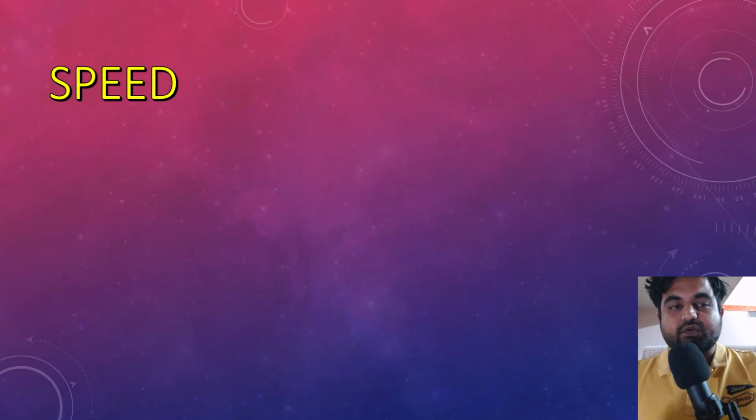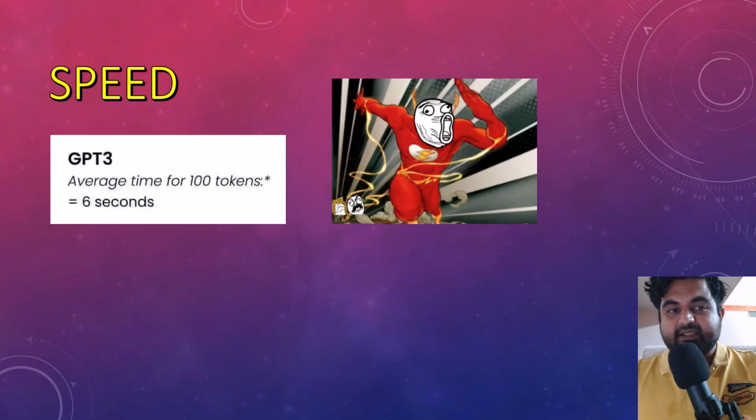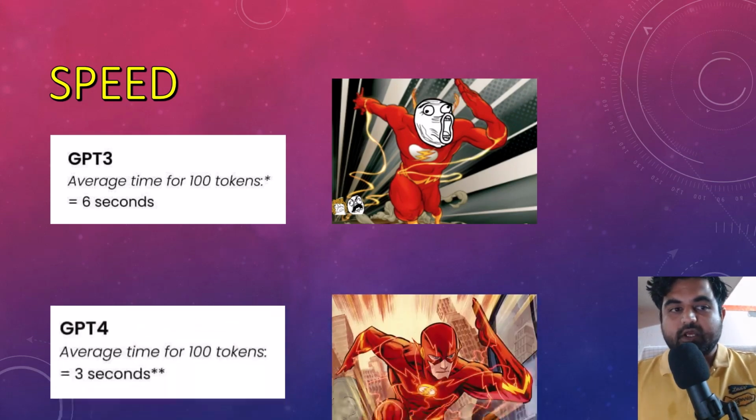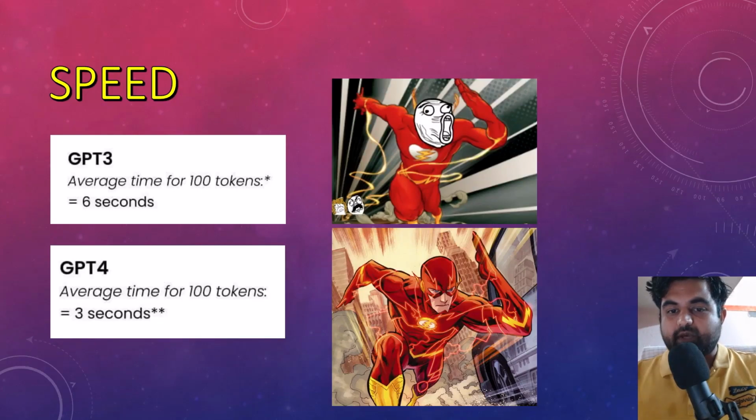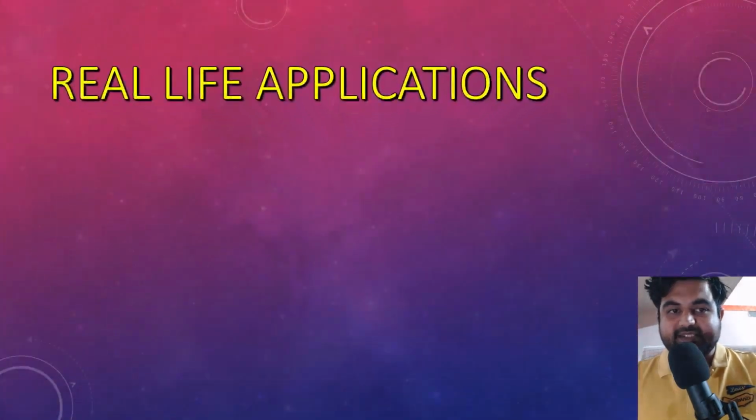So the average speed for GPT-3 is that in order to generate 100 tokens, on average it's going to take 6 seconds, which is pretty fast for a machine to do that, because it is generating the answer as an AI and the questions can be any random. So that was good. But GPT-4 is almost twice the speed compared to GPT-3, and it can do the same thing in just 3 seconds.